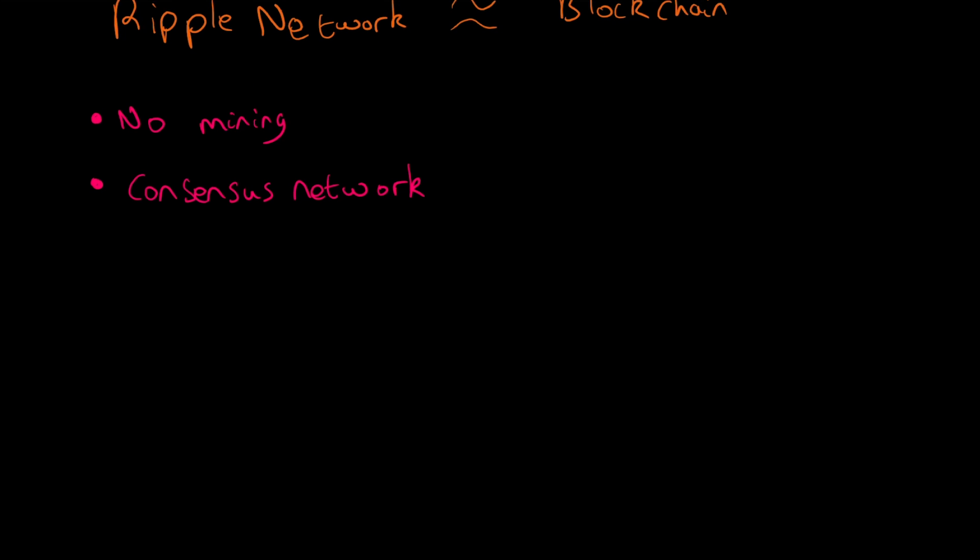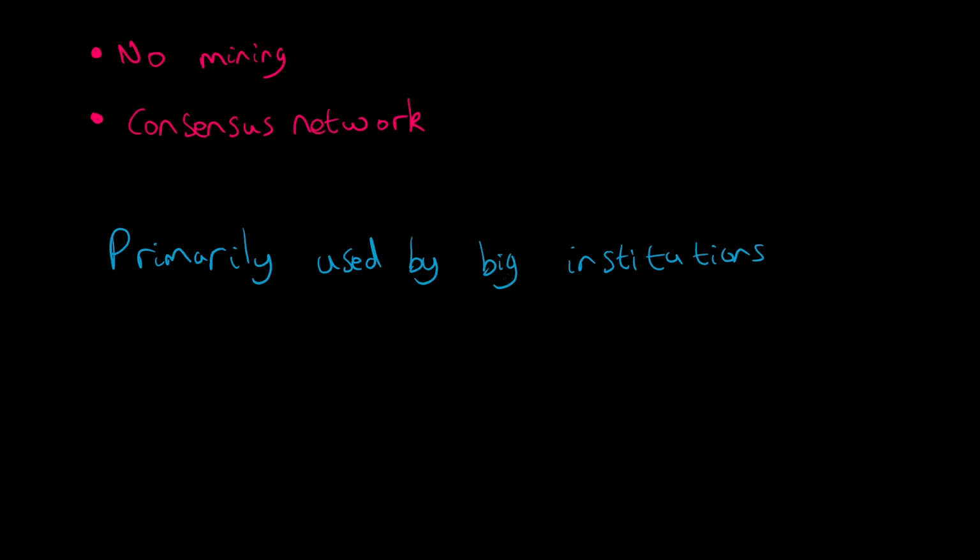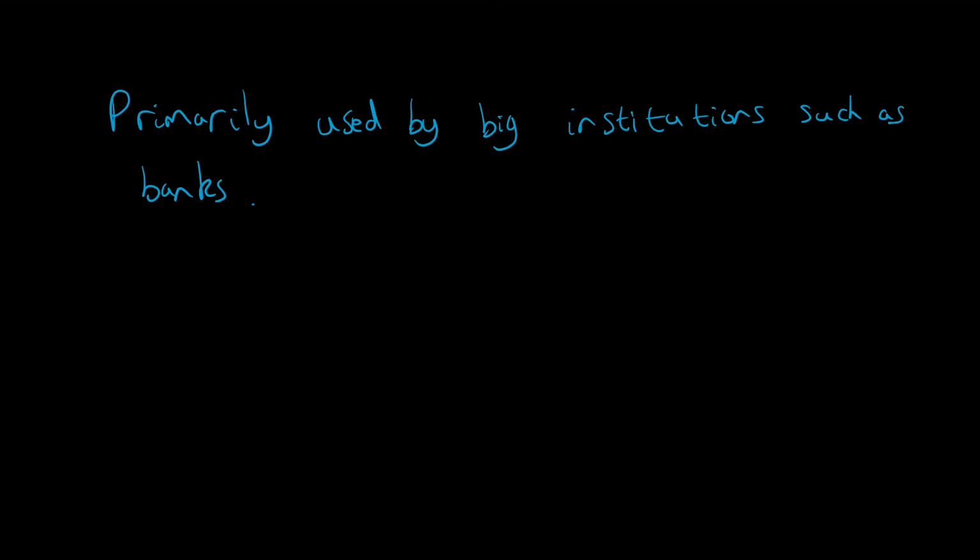So who is using Ripple? Is it the average person? Well, no, primarily Ripple is used by big institutions such as banks. And you might be thinking, what are they using it for? Because they obviously have their own money system. So are they using it as money? Not quite.